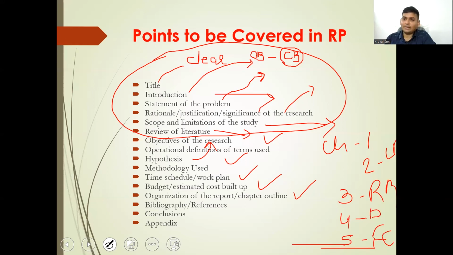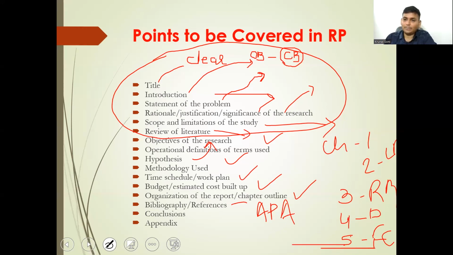Yes, then bibliography and references. We usually, in social science, refer to APA style, right? So APA style references we need to provide, right? And followed by the conclusion that you have received from your research, and some appendix, special terminology or jargon or short forms that we have used, so that you need to define at the end of the report, right?